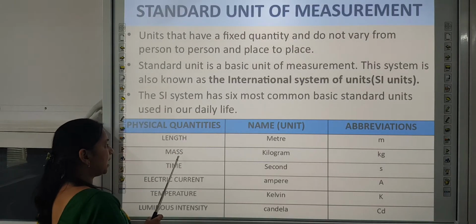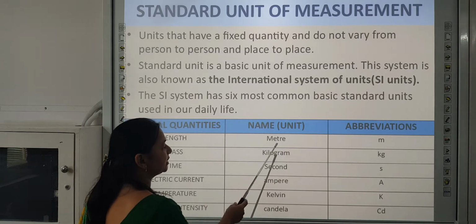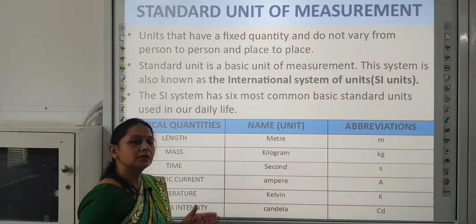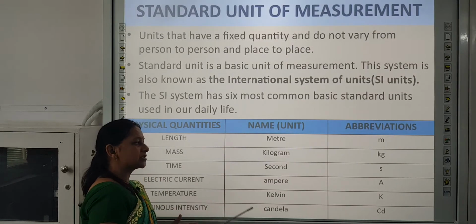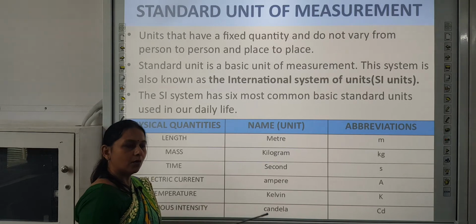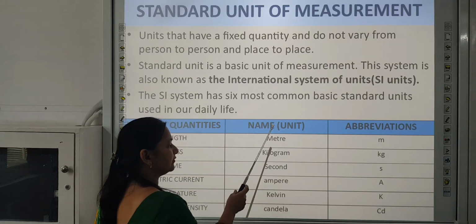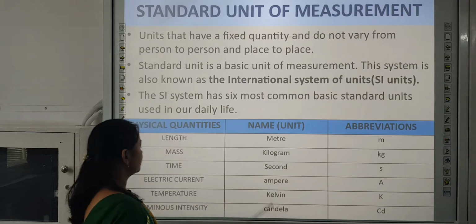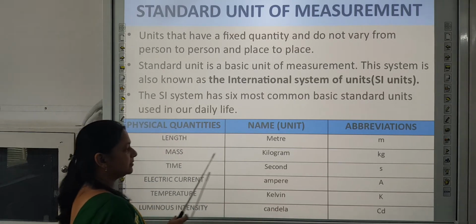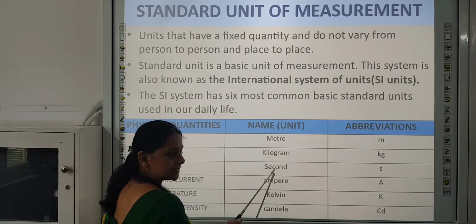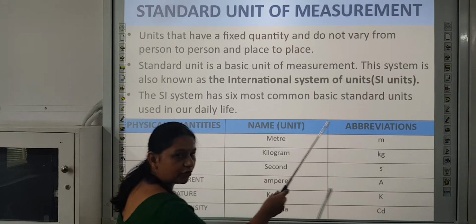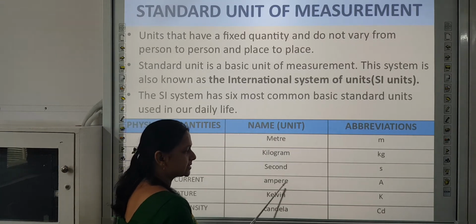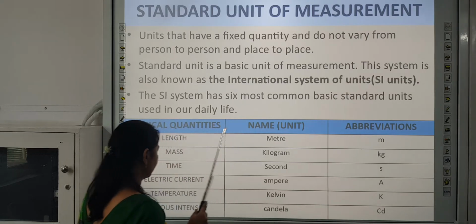Now next is mass. Mass can be measured in kilograms. Again, 1 kilogram is equal to 1000 grams. So we may measure the mass in kilograms or grams, but the standard unit that we use is kilograms, and the abbreviation that we use is kg. Again, time: the unit of time is the second, and s is used for it. Electric current can be measured in amperes, and we use A for amperes.